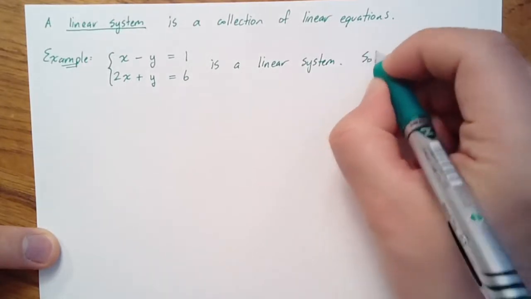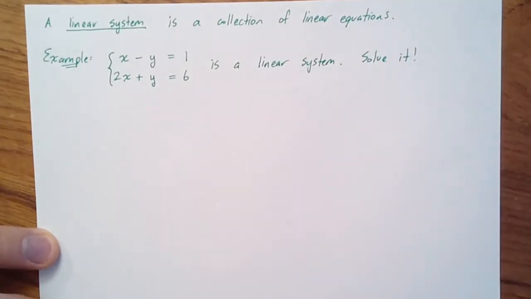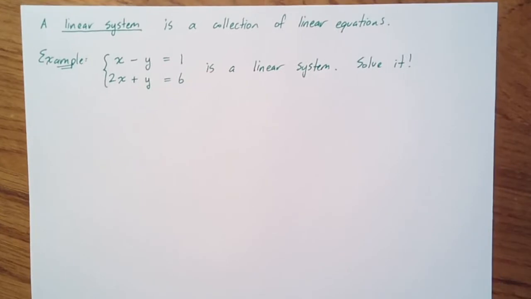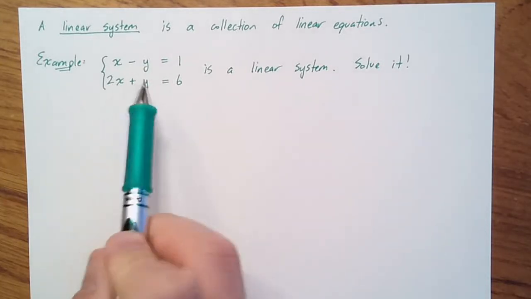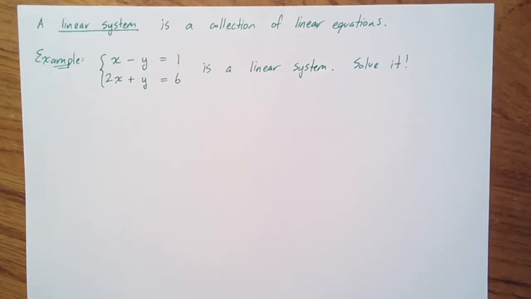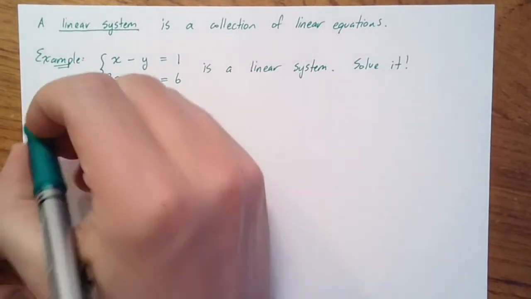And what we're going to do is solve it. So those are our instructions here. To solve a system of linear equations just means to find an assignment of values to the variables that makes each of the equations true simultaneously. So what values of x and y would make both of these equations true? That's what we're looking for here. So let's tackle this.